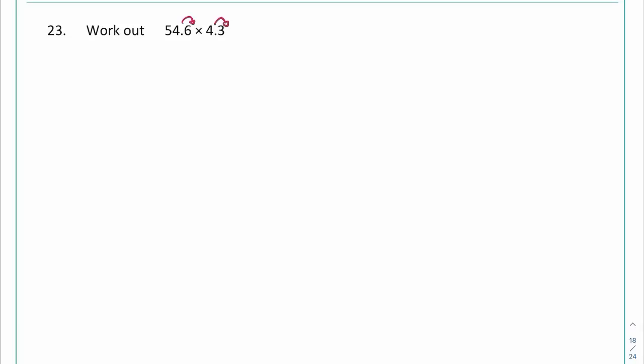We've got some column multiplication to do, and we'll put 2 decimals back in at the end. Really nice, quick and easy method. Obviously not a calculator question. So 546 multiplied by 43. We do this very carefully.